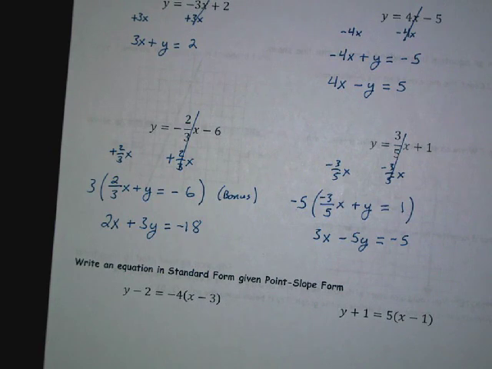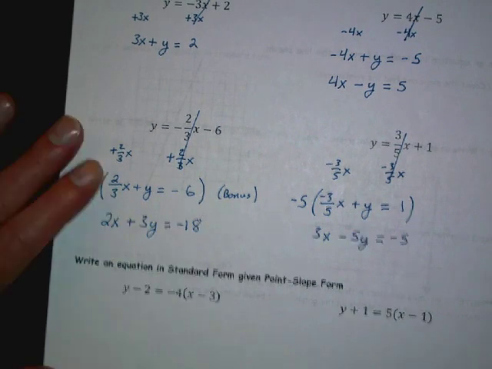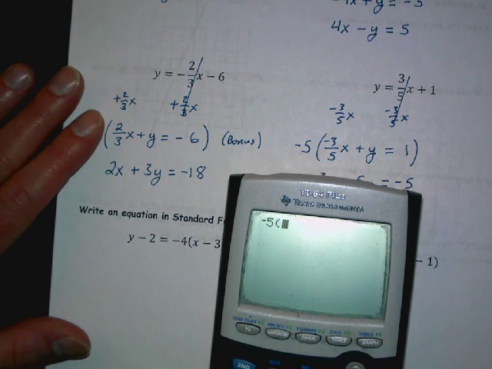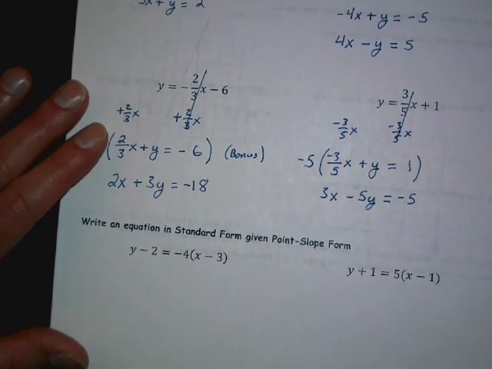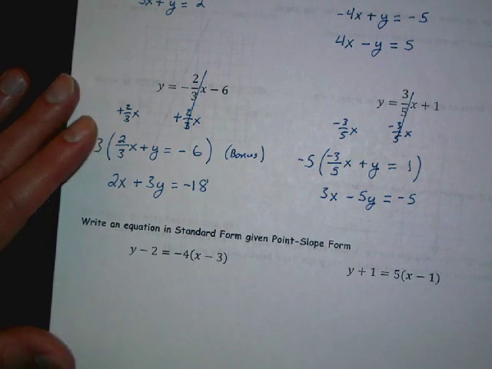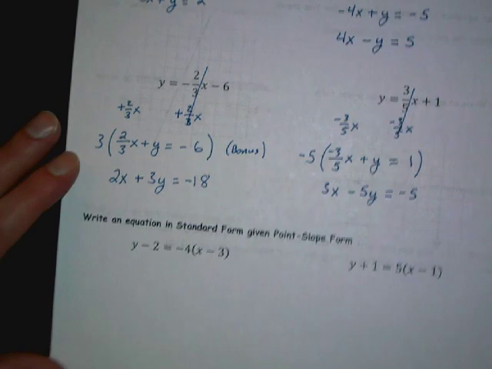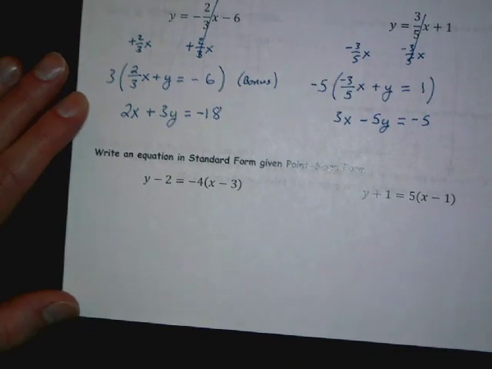So you multiply by the denominator. And you can just do that in your calculator too. You can go in here and do negative 5 times negative 3 divided by 5. And it'll do it for you. Okay, so we good so far there? So that is taking slope-intercept, putting it into standard.